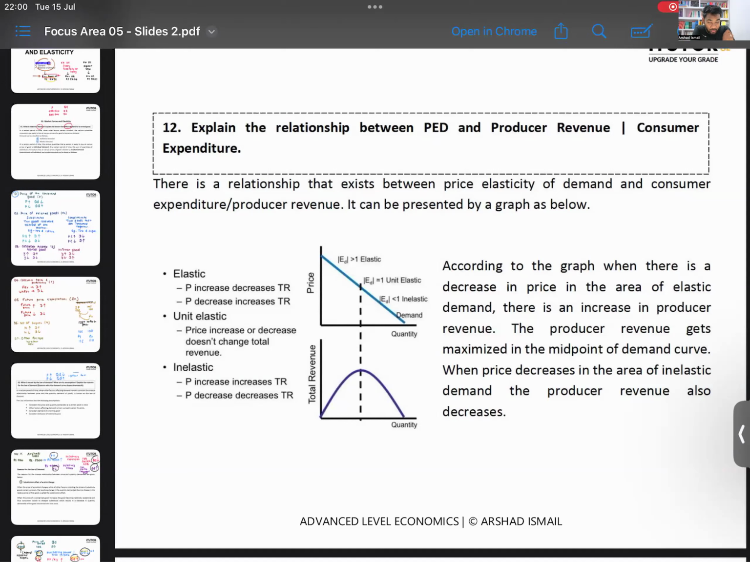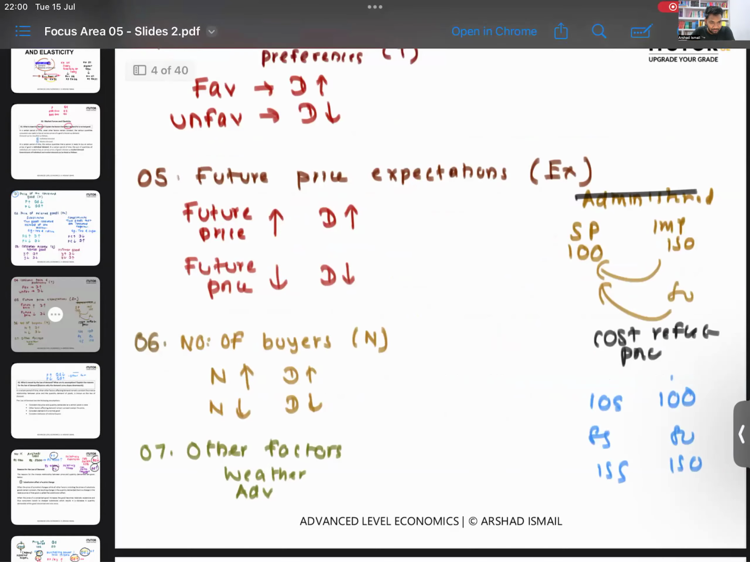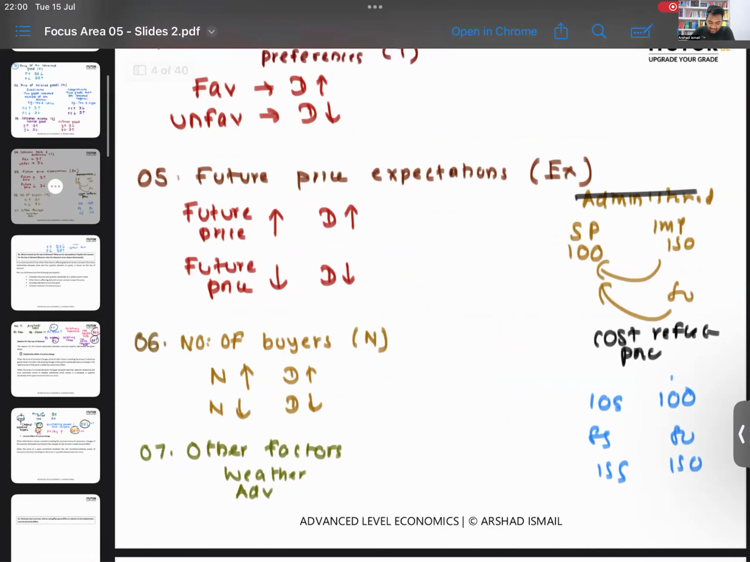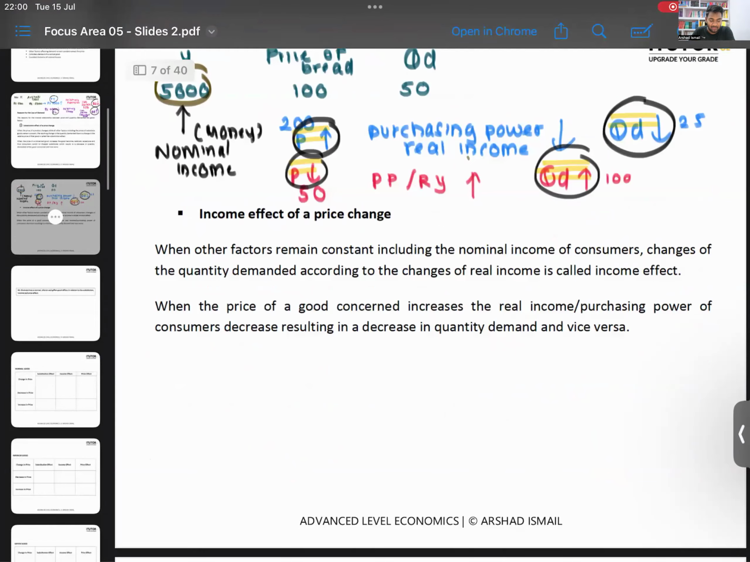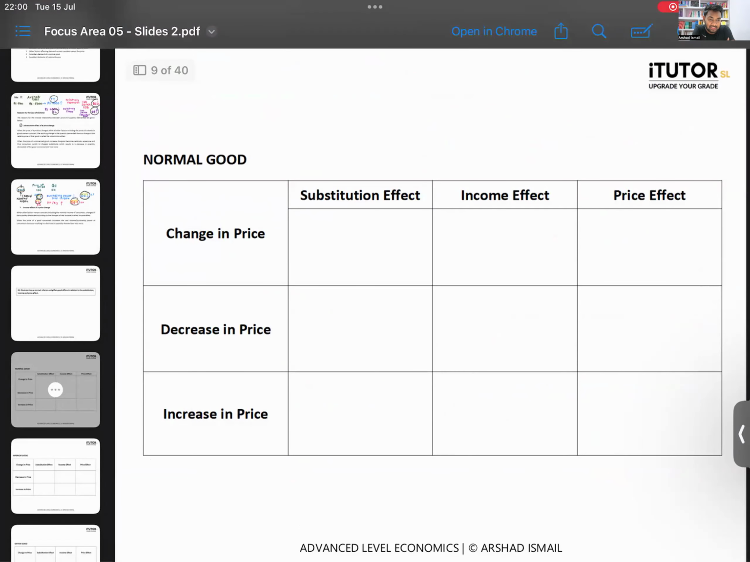So what I want you to do today, now listen, right? I want you to go through what we have done. We have not done a lot. We did the basics of this. We looked at the determinants. And then we learned this price effect, income effect story. We learned that a little bit more in detail.